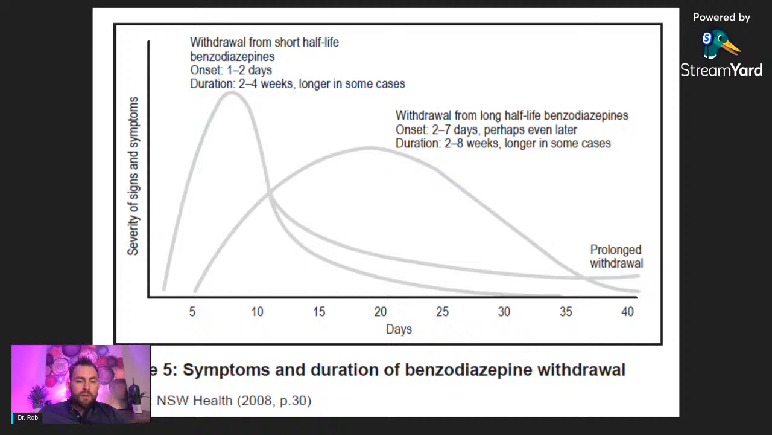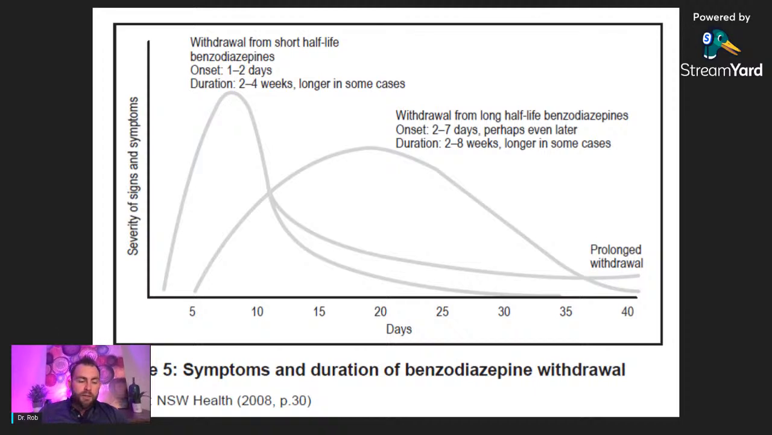Notice all the way to the left, there is a high spike, and then it comes down quickly. That's specifically the withdrawal from short half-life benzodiazepines, and we'll just say that's the Xanax curve. On the y-axis, the severity of the signs and symptoms peaks higher and higher with those short half-life benzos, because they're also usually the ones that hit harder. And so when they come off, they come off harder as well.